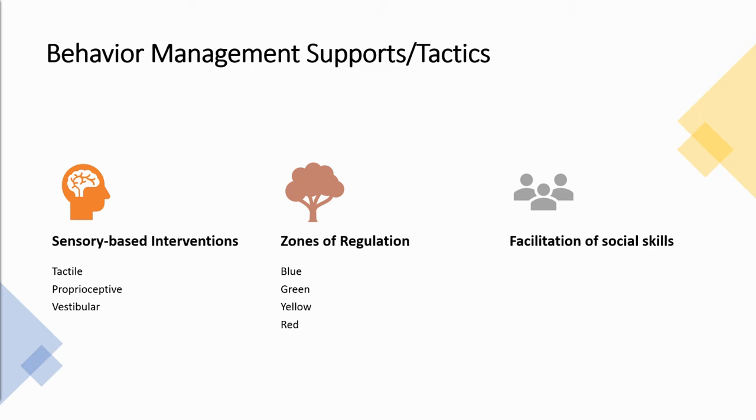So we're going to talk about three different tactics to help manage behavior, which will be sensory-based interventions, implementing zones of regulation, and facilitation of social skills. But again, in general, follow the practices of your camp or organization. It's important that before the program begins that you outline clear expectations and consequences and rewards for your participants so they have that understanding of exactly what's expected of them and what will happen if they don't follow the expectations.